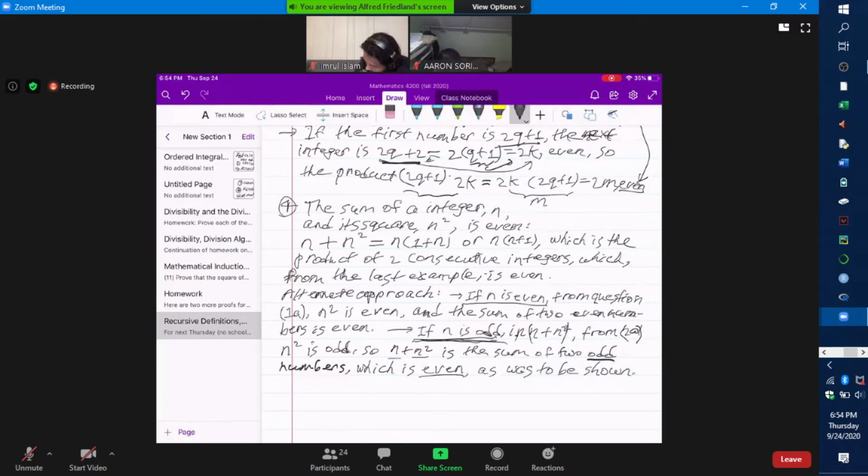Yeah, I mean, you should certainly easily be able to prove that the product of two odd numbers is odd. Write this down if you don't see it or you can't immediately. Prove that the product of two odd numbers is odd, and the sum of two odd numbers is even.